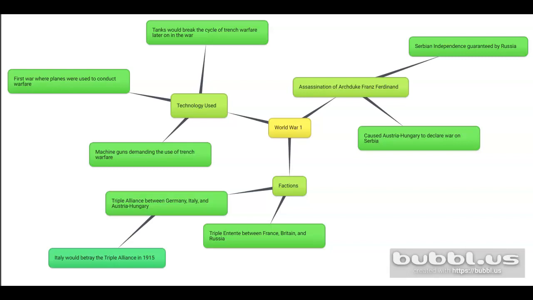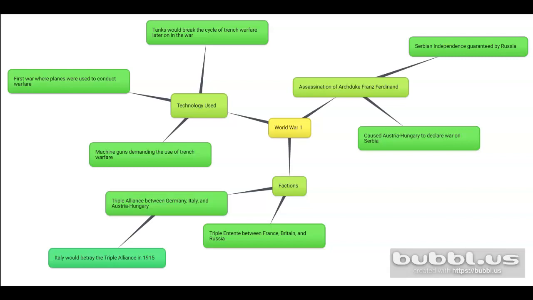And then there's the spark that actually lit the powder keg that was Europe: the assassination of Archduke Franz Ferdinand. This was done by Serbian nationalists because they wanted Serbia to become independent from Austria-Hungary. However, when Serbian nationalists assassinated Archduke Franz Ferdinand, Austria-Hungary didn't like that and so declared war on Serbia.